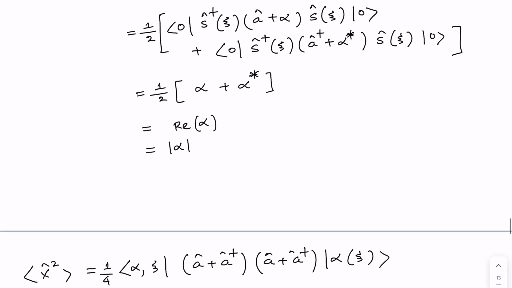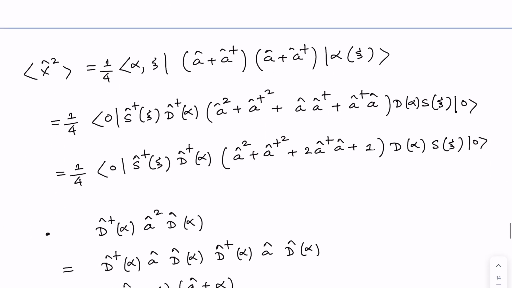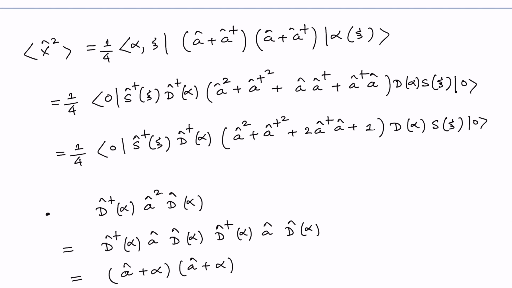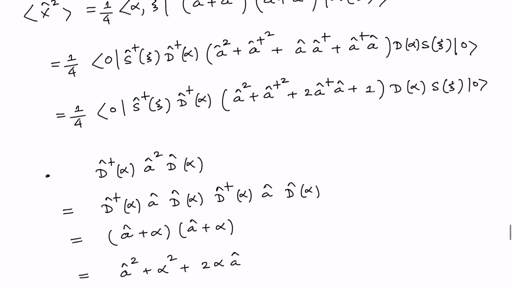And x squared also you can calculate, utilizing all the properties that we have already worked out. And here the only thing is that you now have to work out this particular term, say D dagger alpha a squared D alpha, which also can be worked out by applying a similar tactic.